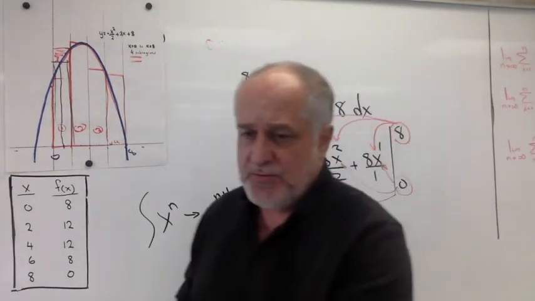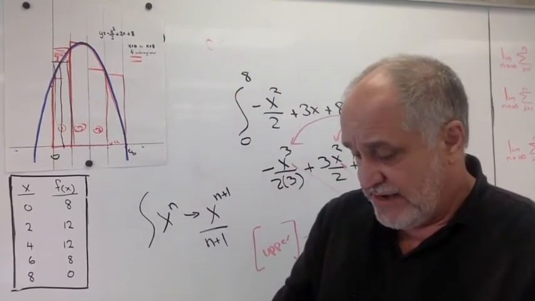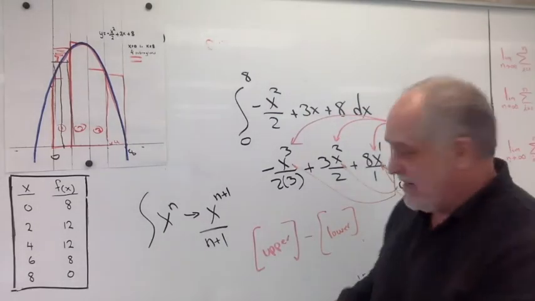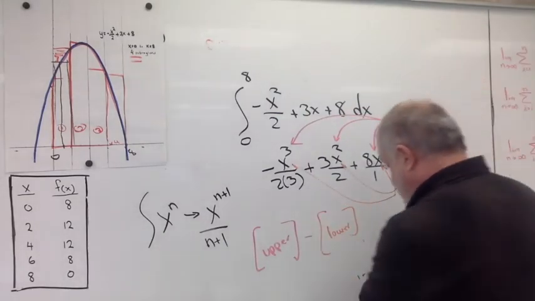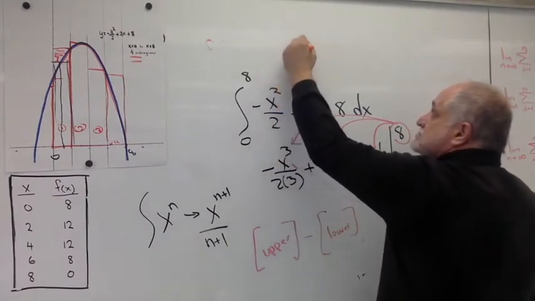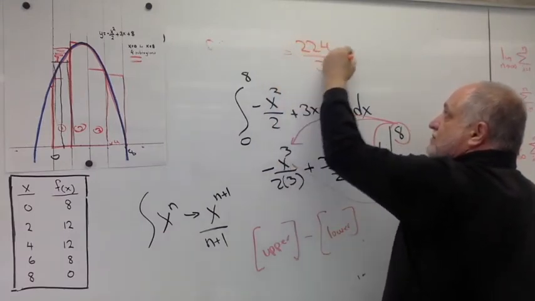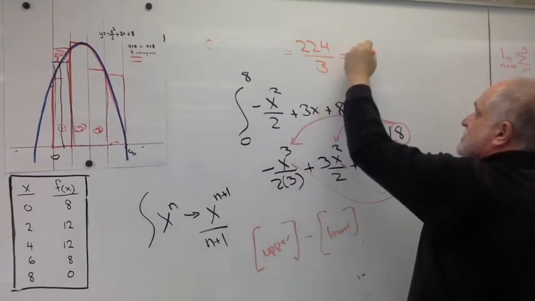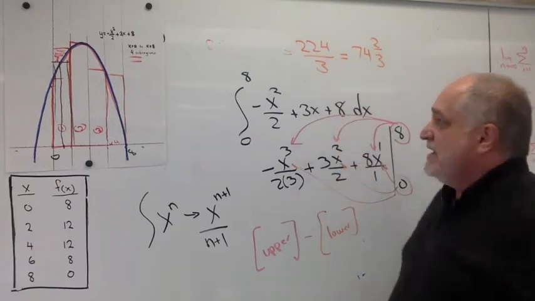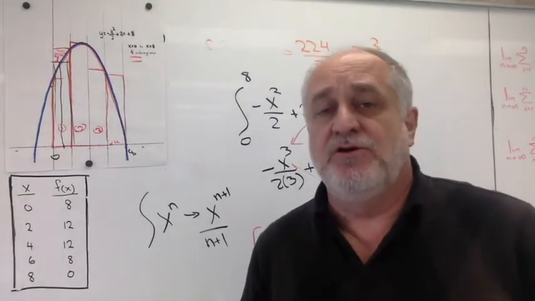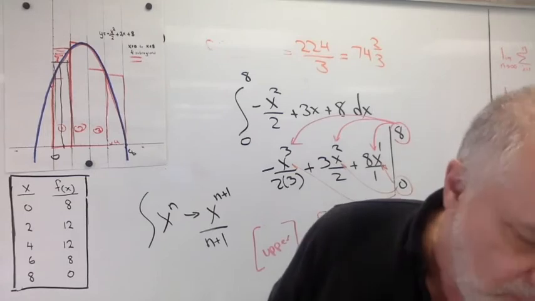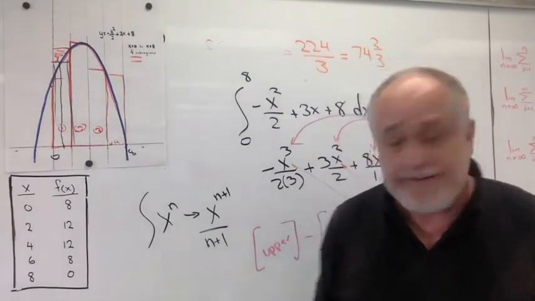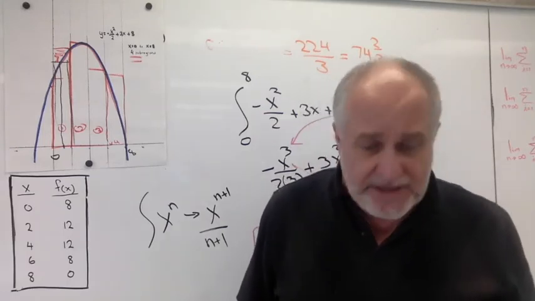And what you end up with, if you integrate it, it's really messy. It ends up being 224 over 3. Or about, let's see, what did I have? 74 2/3. So the left approximation was an overestimate. The right approximation was an underestimate. This is the exact value that's under the curve. All right? I'm at about 10 minutes to go.